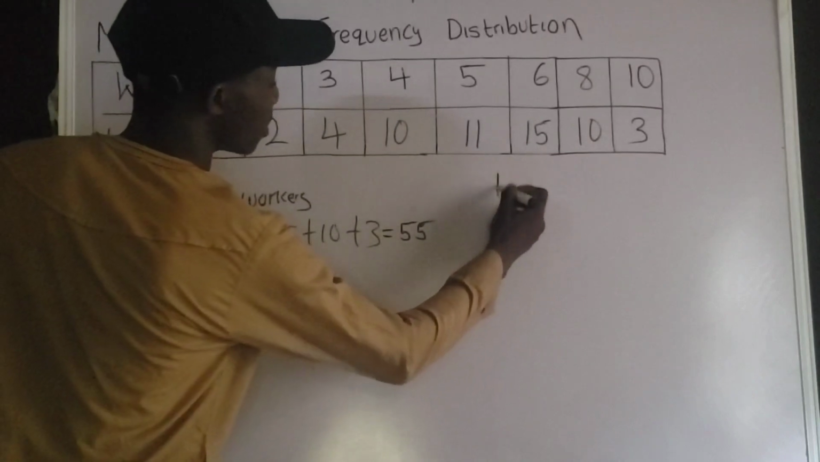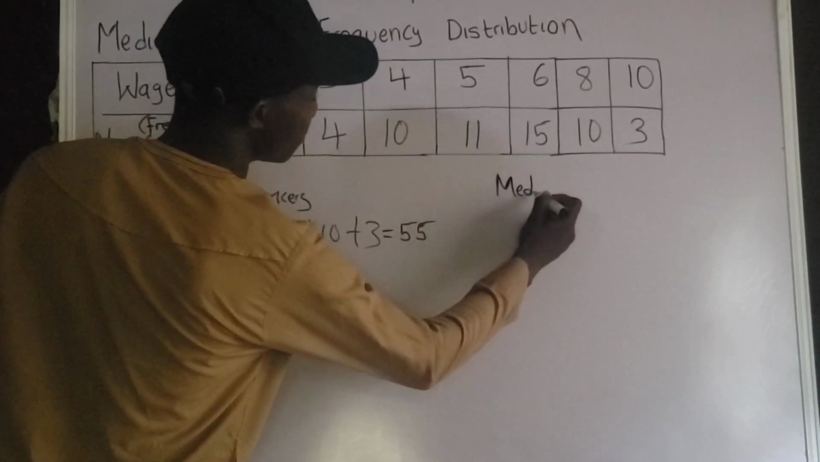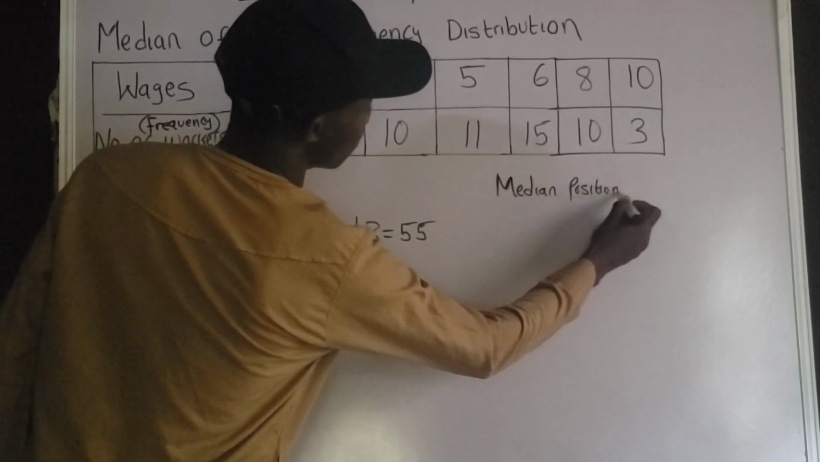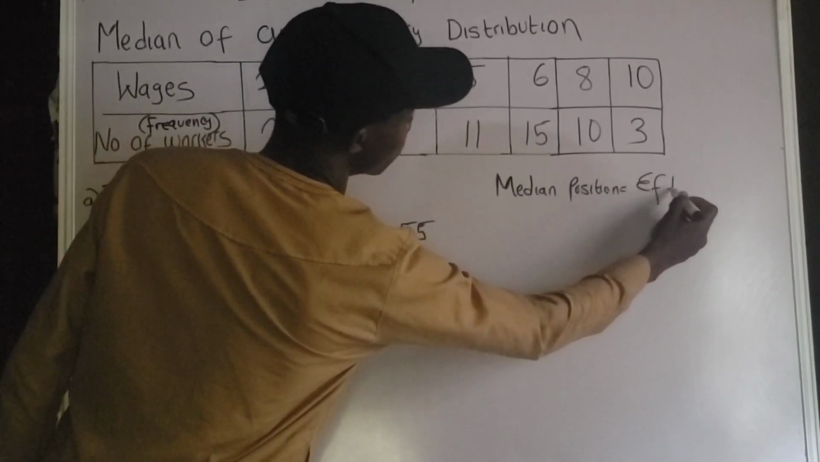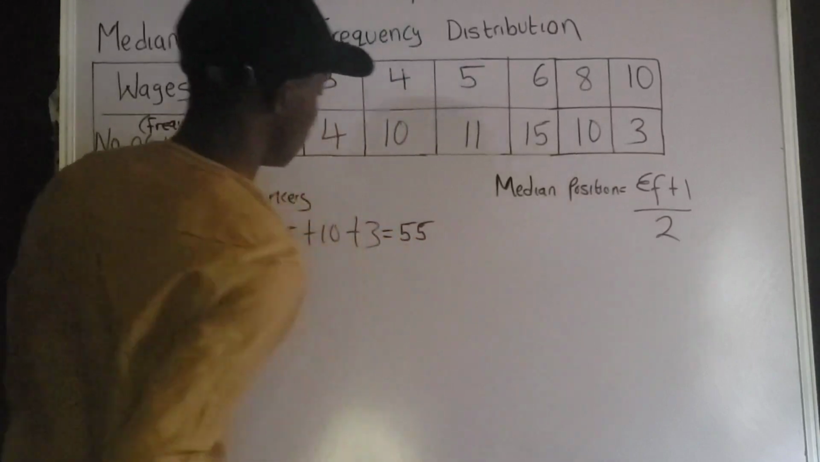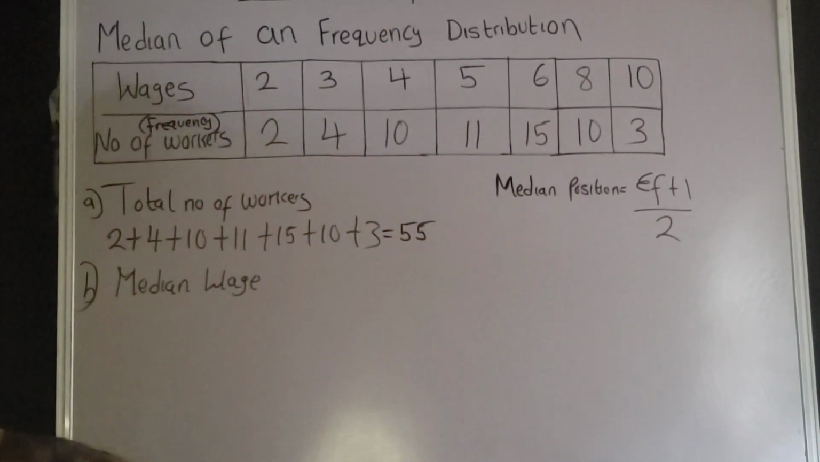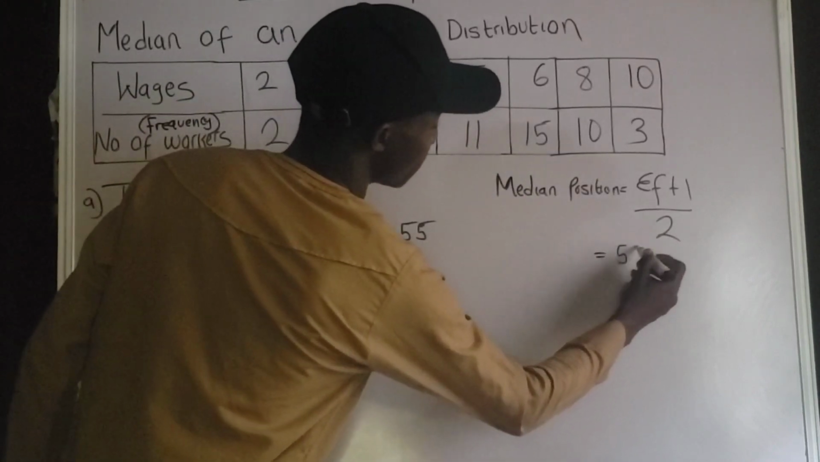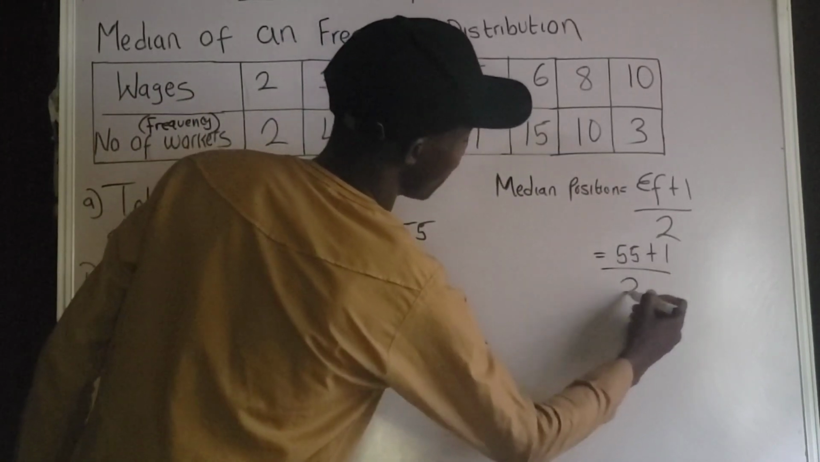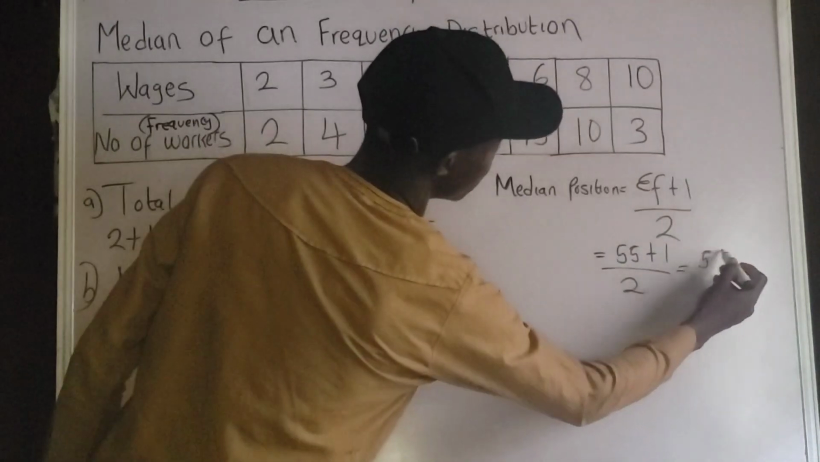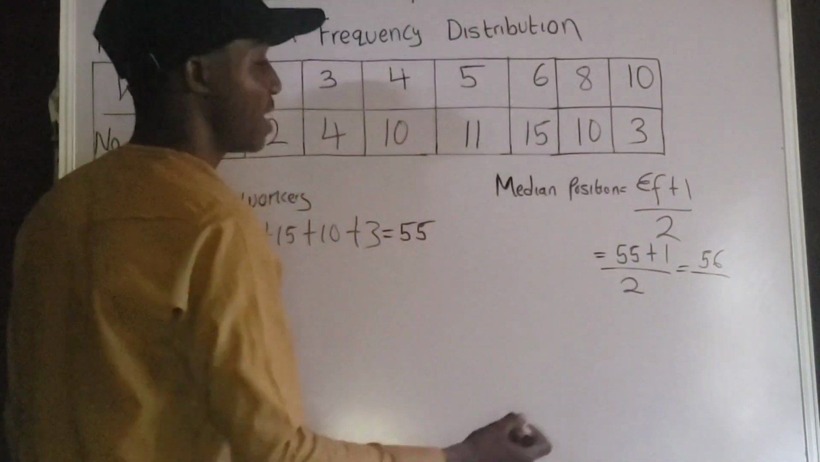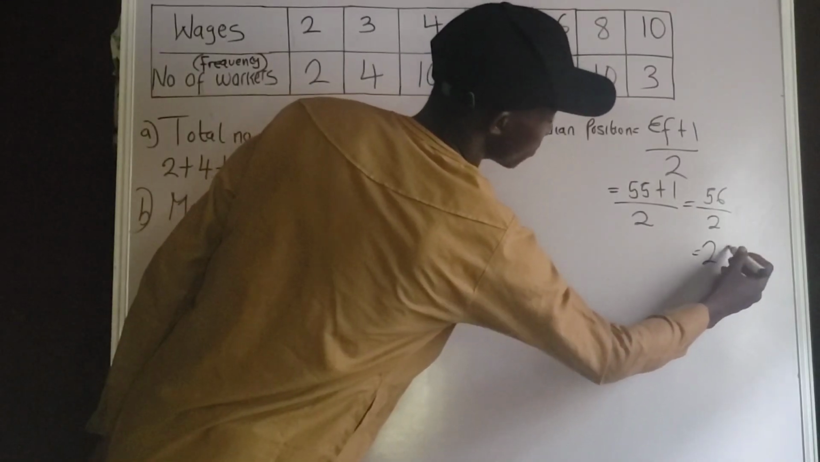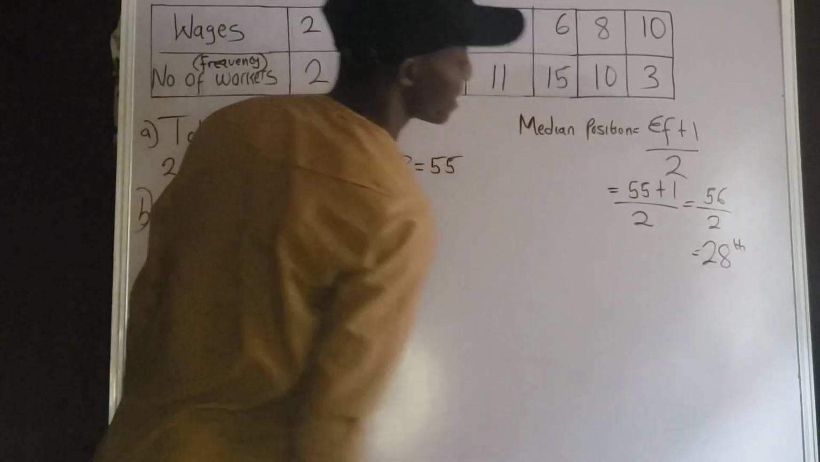So in order to get the median position, we have to make use of summation f plus 1 all over 2, where summation f is the sum of all the numbers of workers. So I'm going to have 55 plus 1 all over 2. That is 56. 56 divided by 2 is 28. So the position of the median class is 28.